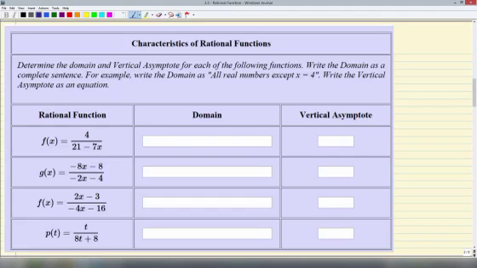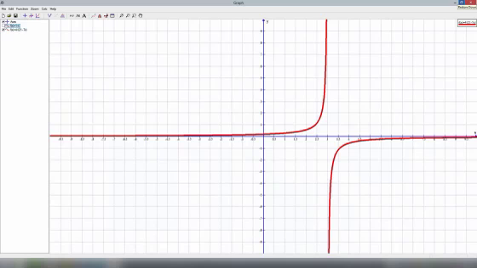So we want to determine the domain and the vertical asymptotes for each of the following functions. This is what we want to do, and sometimes what helps with these is to graph them. So here's the graph. And you notice it kind of looked like the graph we had before. You know, it's kind of got this where it swoops up towards infinity one way and it swoops down towards negative infinity from the other way.